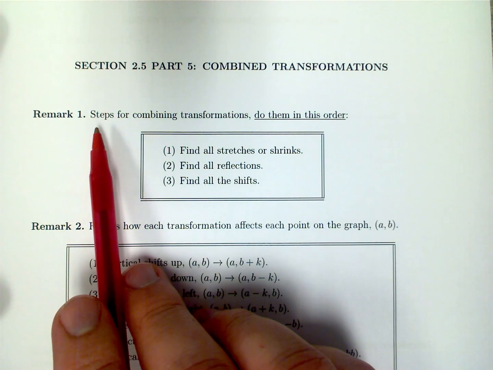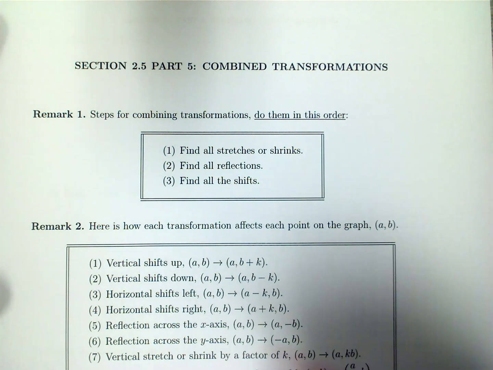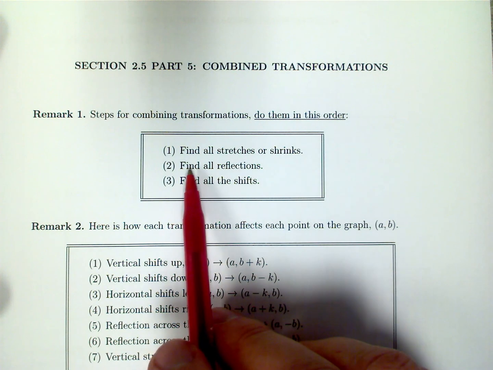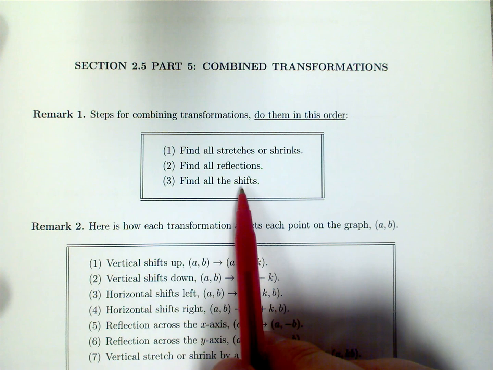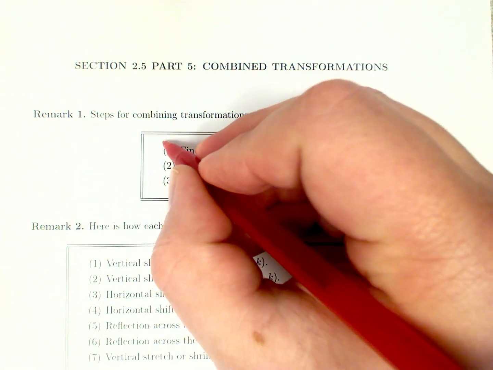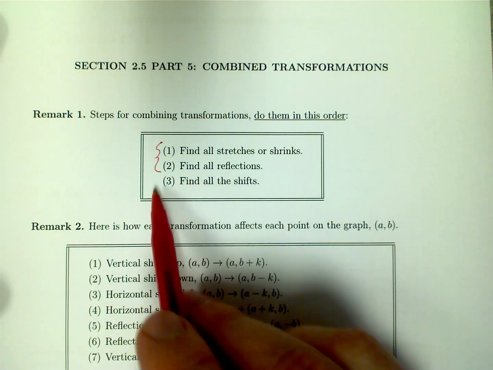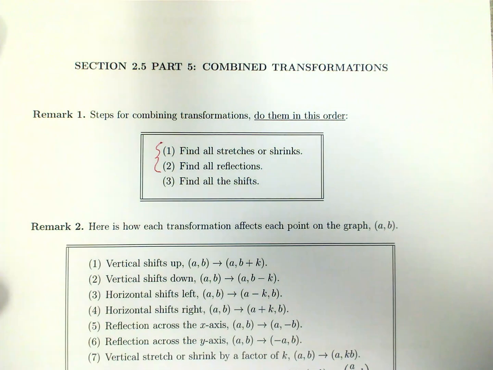And here we actually have the order that we're supposed to do them for various reasons. The first is to do stretches or shrinks. Then it says to find all reflections, and then do shifts. To be honest, you can actually sort of combine the first two, but you always do want to save shifts for last. So you can do reflections and stretches together at the same time if you really want, but you really should do shifts last.